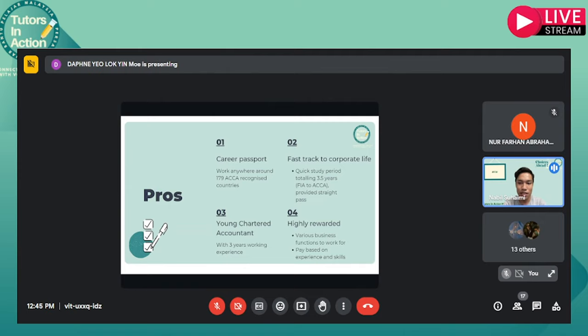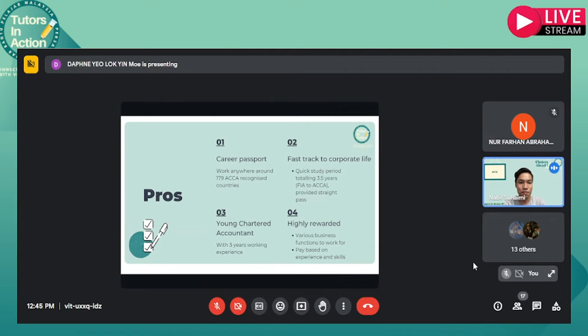So for me personally, I started my FIA when I was 18 years old, and right now I'm 21. Inshallah, I'll be completing ACCA this year and starting to work this year at the age of 21. However, just take your time. Everyone has a different goal in life, so no need to rush. For me, maybe my goal is to work faster, so this is the right qualification for me.